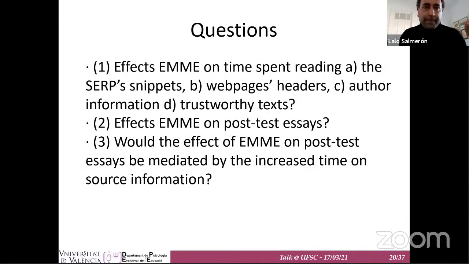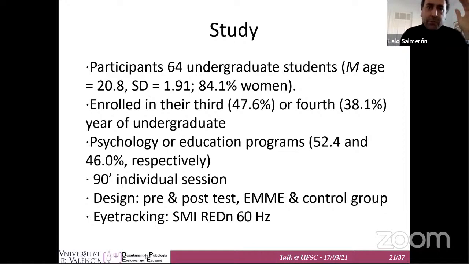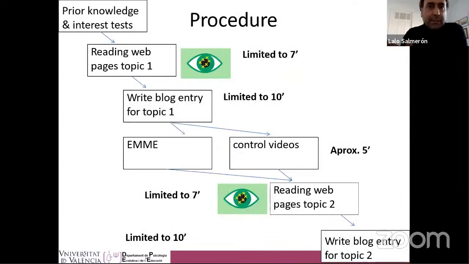So what we did is to test 64 undergraduate students, mostly third and fourth year, in individual sessions of 90 minutes. So we run this pre-post design. This was one condition within subjects, and then between subjects, half of the students in the middle, I will show you in a second, watch these MMEs, and half of the students watch control videos that had nothing to do with the strategies. And then we use a portable eye tracker, which basically stands at the bottom of the screen, to capture students' eye tracking, both at pre and post test, so we could compare the evolution of these indicators.